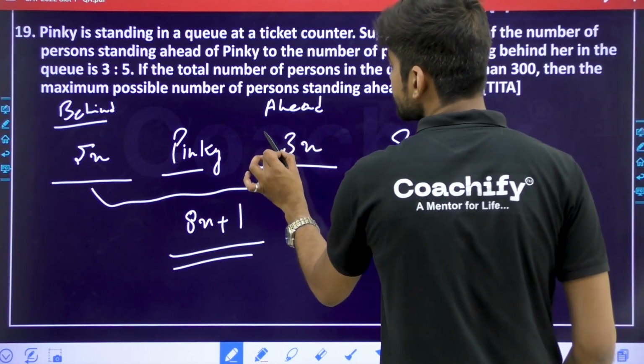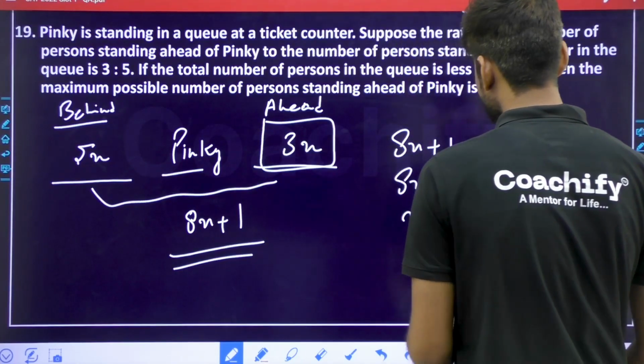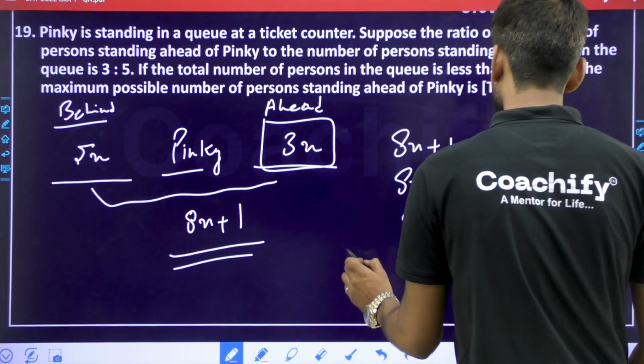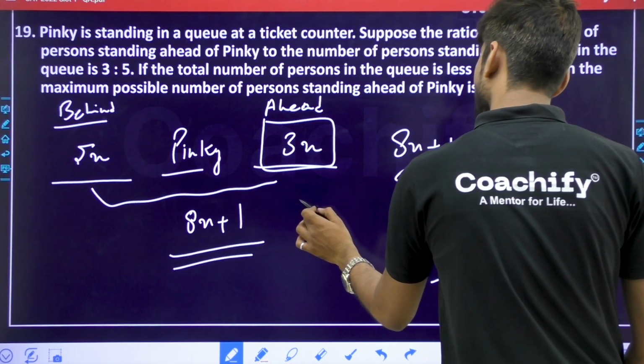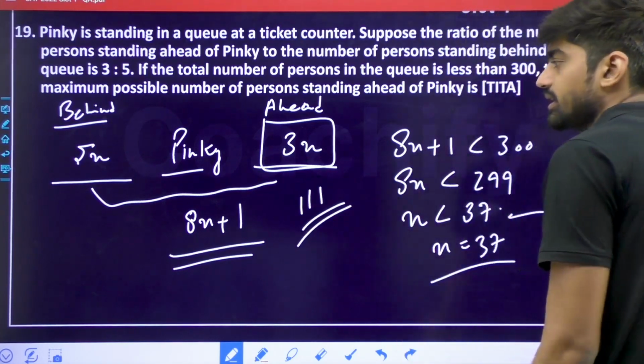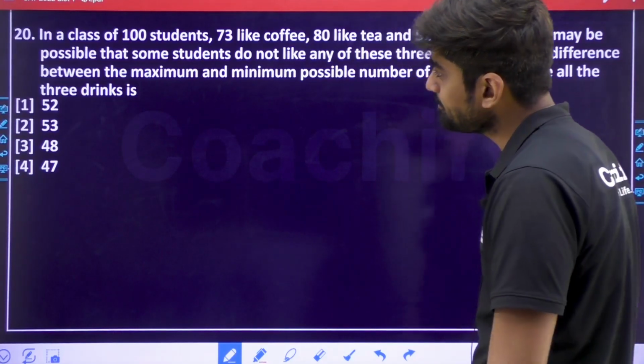So how many persons are standing ahead of her? 3x. So 37 into 3, that becomes 111. That's the correct answer. So let's see this question.